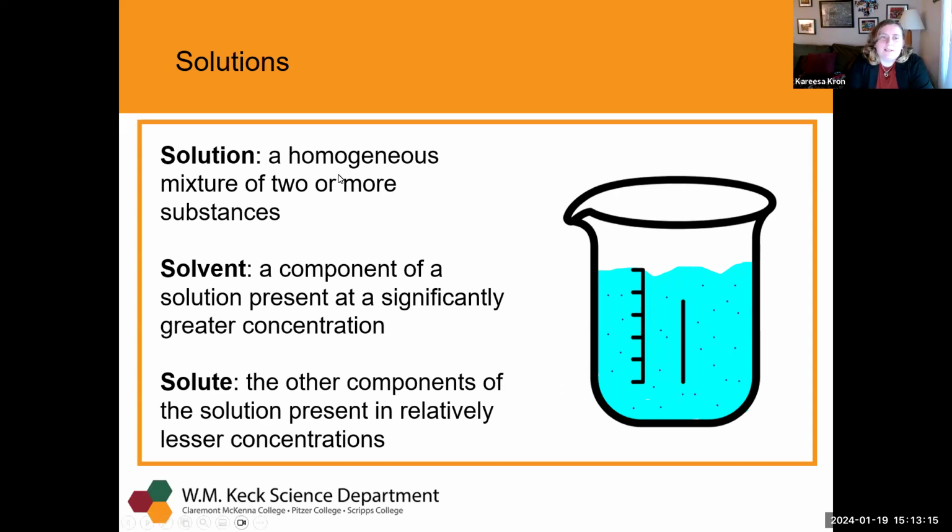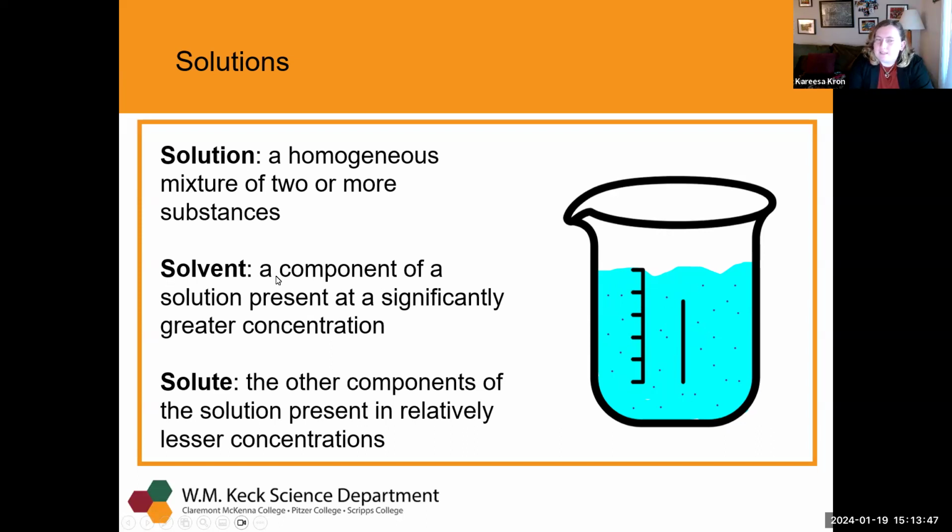So a solution is a homogeneous mixture of two or more substances. On the right-hand side of the screen here, I've drawn a solution and I did little purple dots for the molecules just to show that they're evenly distributed, or homogeneous. But in reality, what you'd probably see is just a purple solution. I just thought it might be useful to see molecularly how some compound might be dispersed through this solvent.